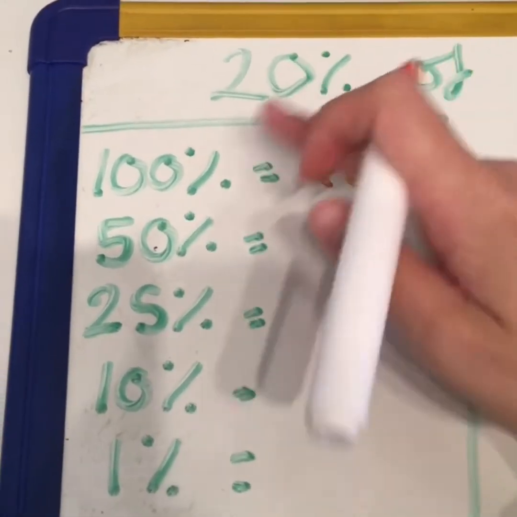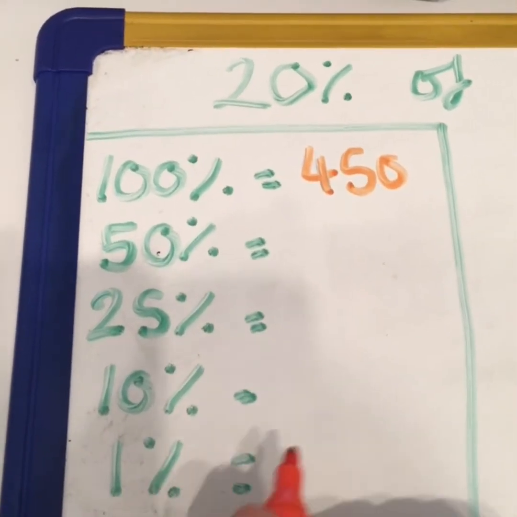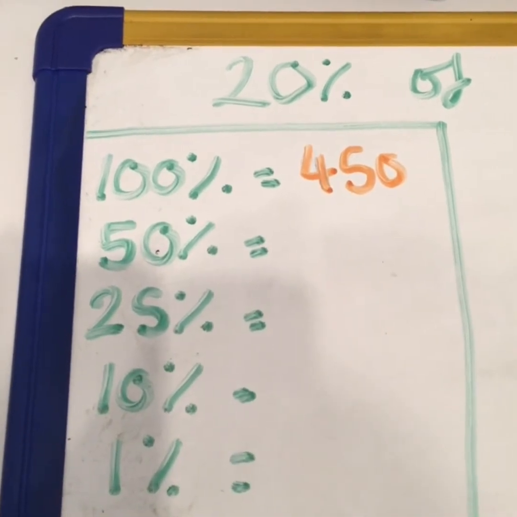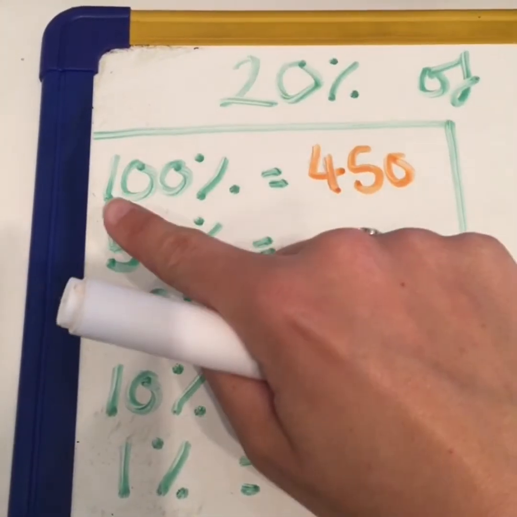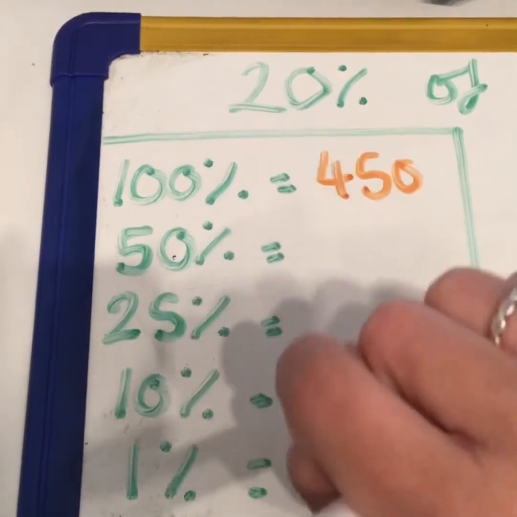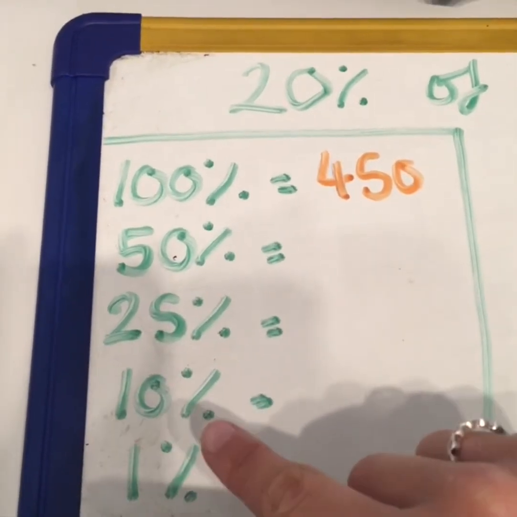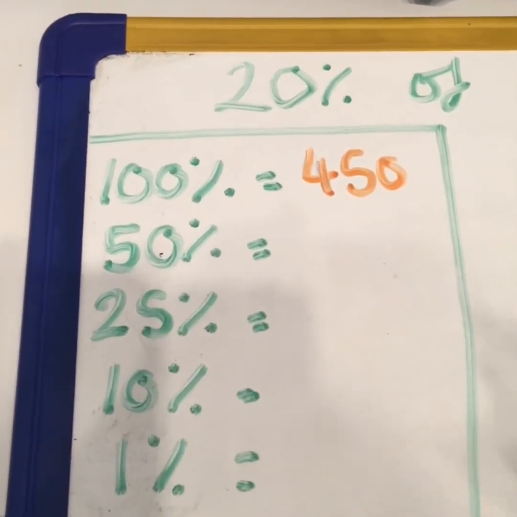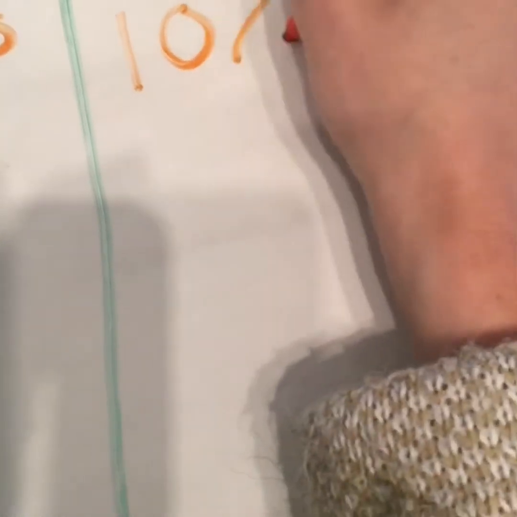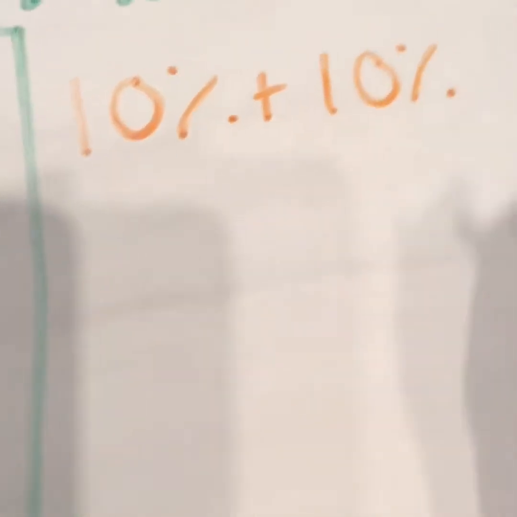So how could I make 20% using these? Well, I could do 1% and times it by 20. I could work out 100% and then divide it by 5 to get 20%. I could do 10% times by 2. There's loads of ways you can do it. For me, I'm going to do 10% add 10% because that would get me 20%.